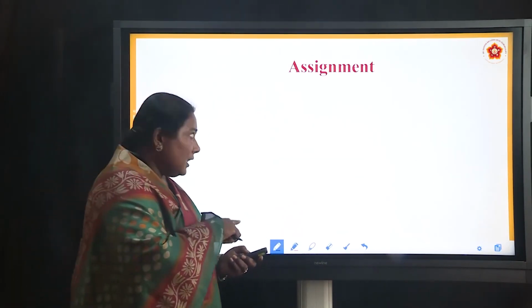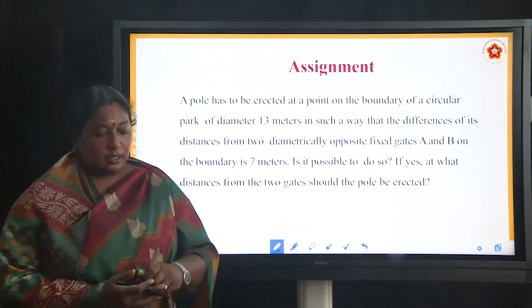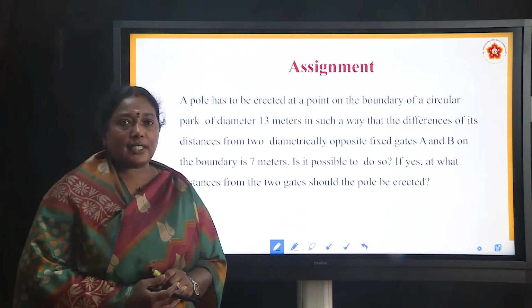So on the basis of this part, we are going to do one assignment. Try to do this assignment. We will see in the next session.